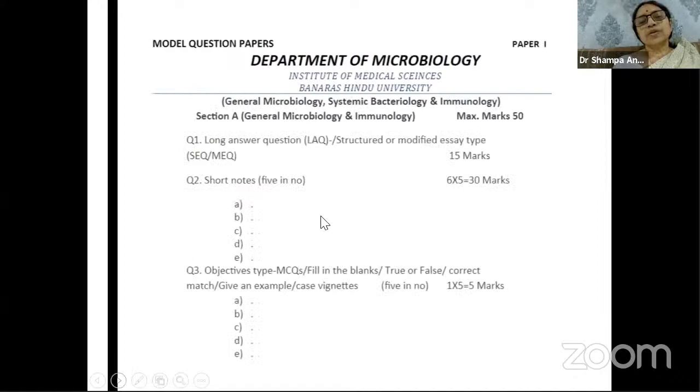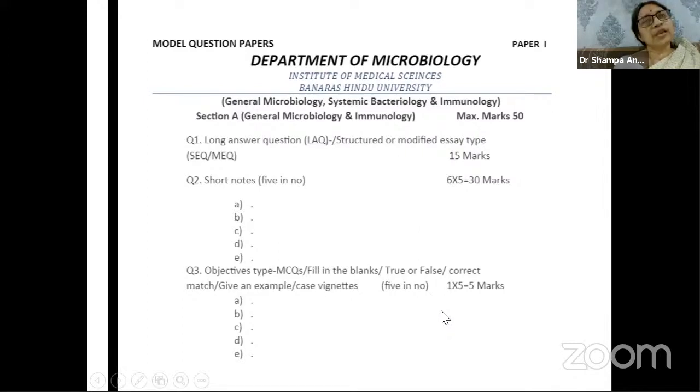So this is a sort of a schematic theme of what we have made for our question paper. There will be a long answer question, which will be either a structured or a modified essay type question. So it will be case based, and it will be 15 marks. Short notes will have 5-6 marks each, 30 marks.